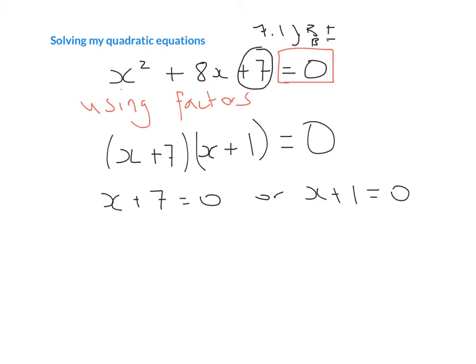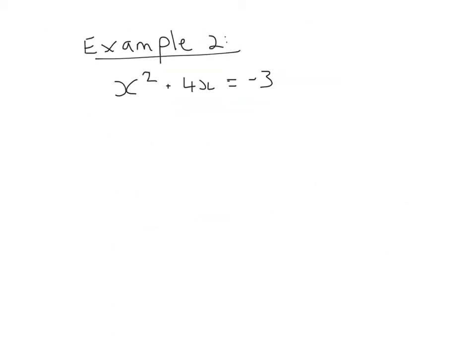So we need to get x by itself. So we minus 7 from both sides. Therefore, x is going to be equal to minus 7. Or on the other side, we need to solve for x. So it's minus 1 and minus 1. Therefore, x is equal to minus 1. And therefore, we have solved this using factors. We have two answers of x equals minus 7 or x equals minus 1.